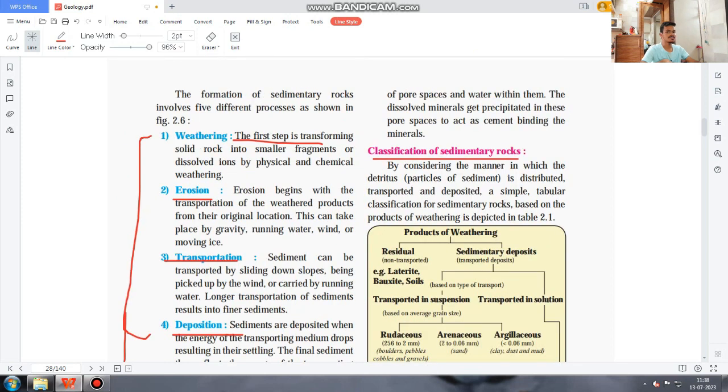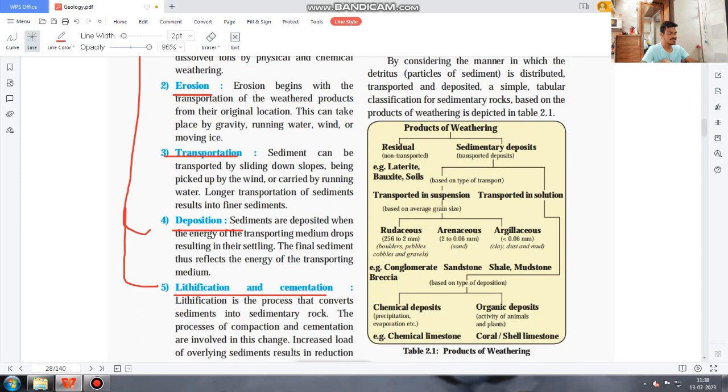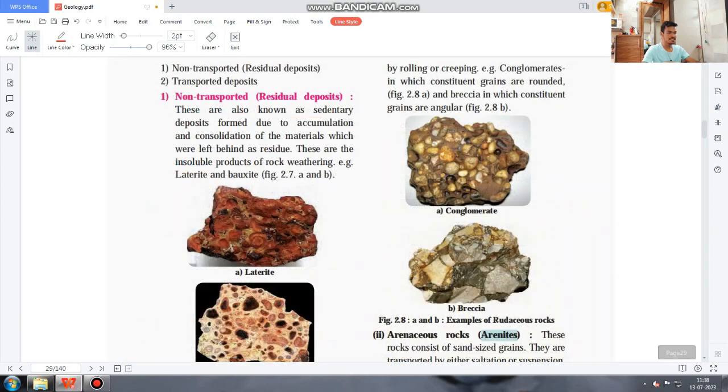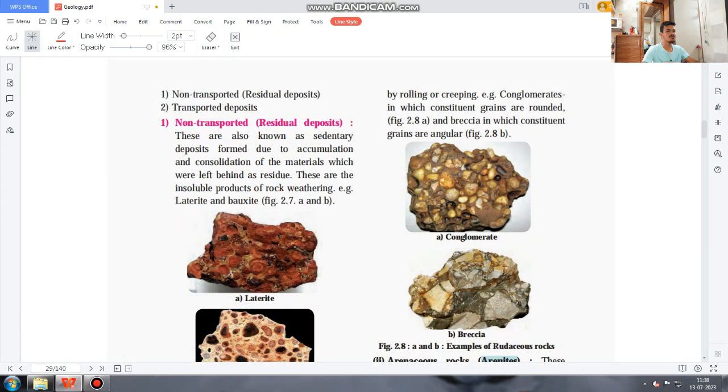Classification of sedimentary rocks. Sedimentary rocks are classified. This table is important. Maybe they don't usually ask, but even though I'll mark it as important, it can come. Now the next part: we classify sedimentary rocks as transported and non-transported.